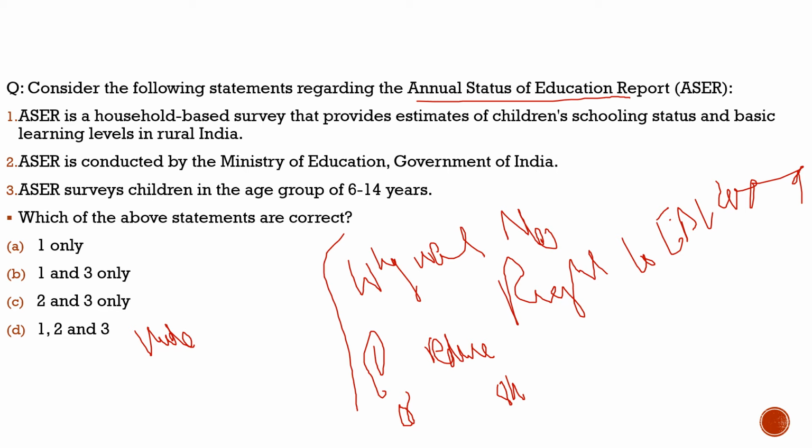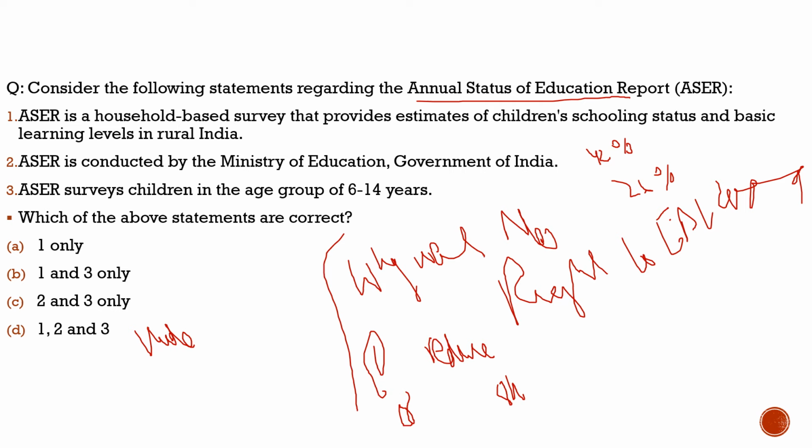They conducted this report, and this ASER report found out that only 42% of students of class 5th can read second class books. It also found out that only 26.6% of the students of class 5th could do basic mathematics.